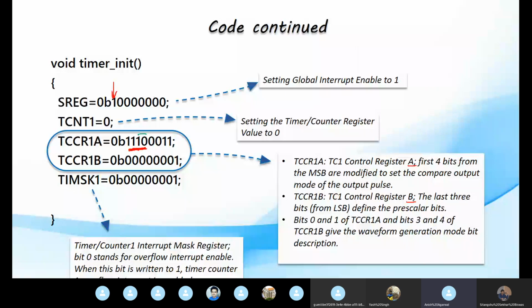The 7th and the 6th bit, the first two most significant bits of the TCCR1A, tell us the non-inverting or the inverting mode of the OC1A pulse. And the 5th and the 4th bit, which here is 1 and 0, tell us about the inverting and non-inverting nature of the B pulse, which is the OC1B pulse. Reference table.